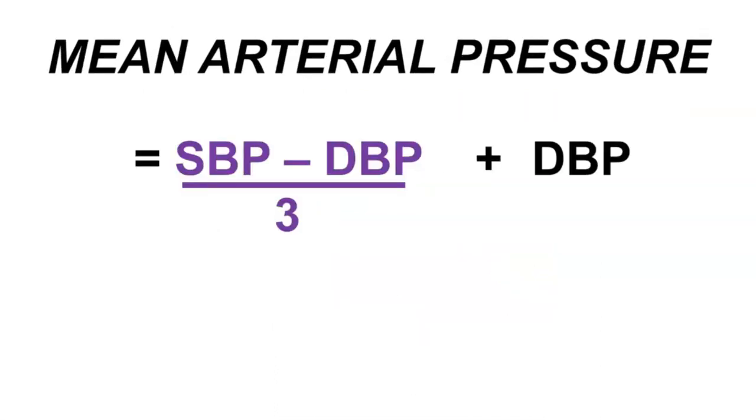Mean arterial pressure can be calculated as systolic blood pressure, or SBP, minus the diastolic blood pressure, DBP, divide that by 3, and then add to it the diastolic blood pressure. The reason I have the first part of the equation in purple is that when you're calculating it, calculate that first. Then add the diastolic pressure to the number it gives you, and that will give you the correct mean arterial pressure. If you do it in any other order, it will give you the wrong number, and you'll have the wrong calculation for mean arterial pressure.